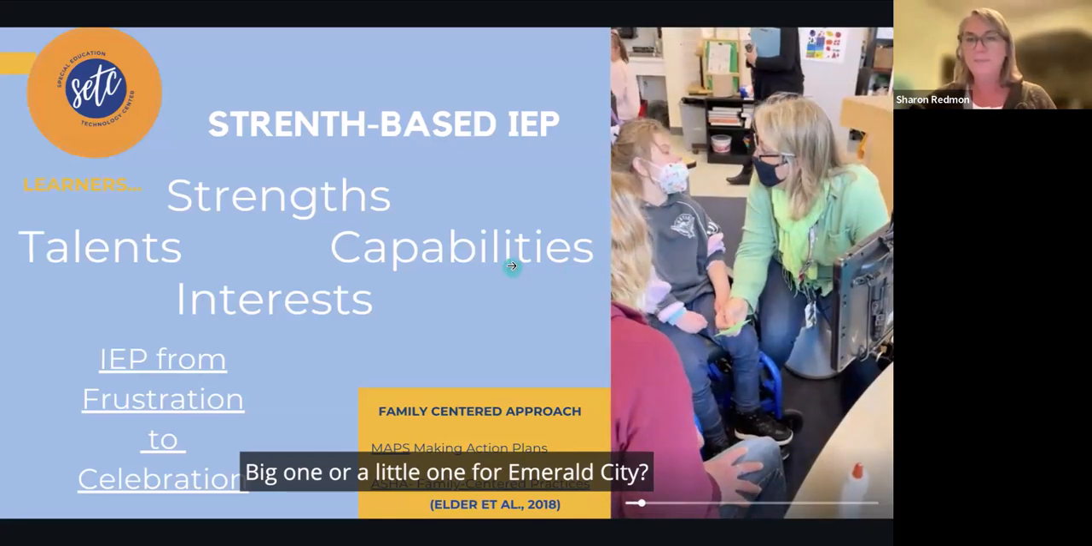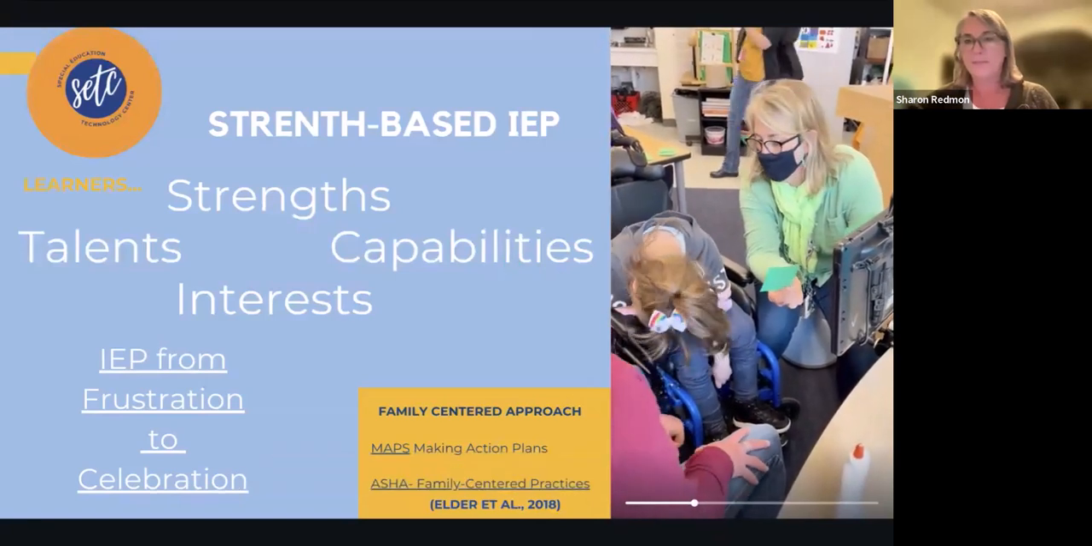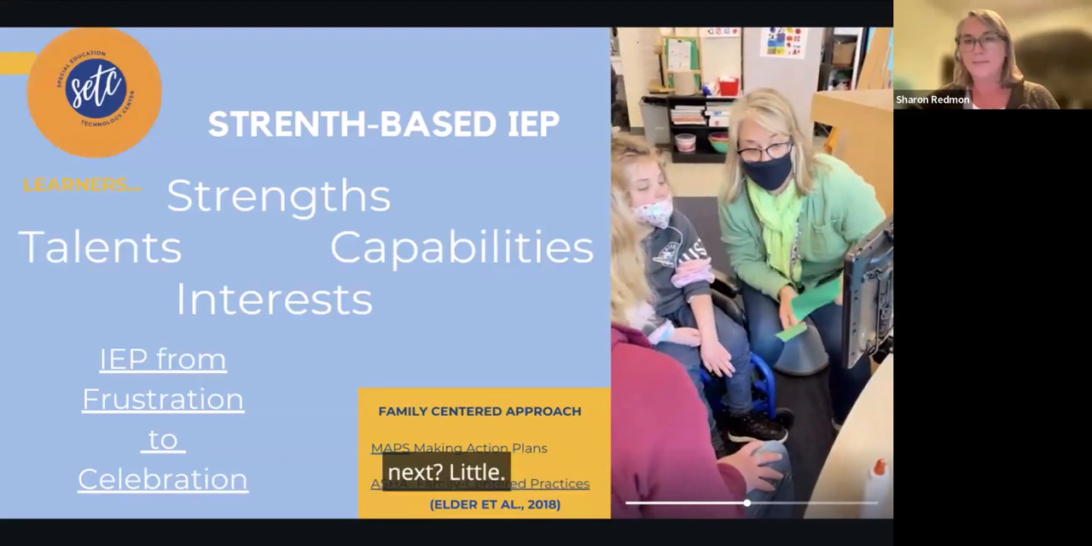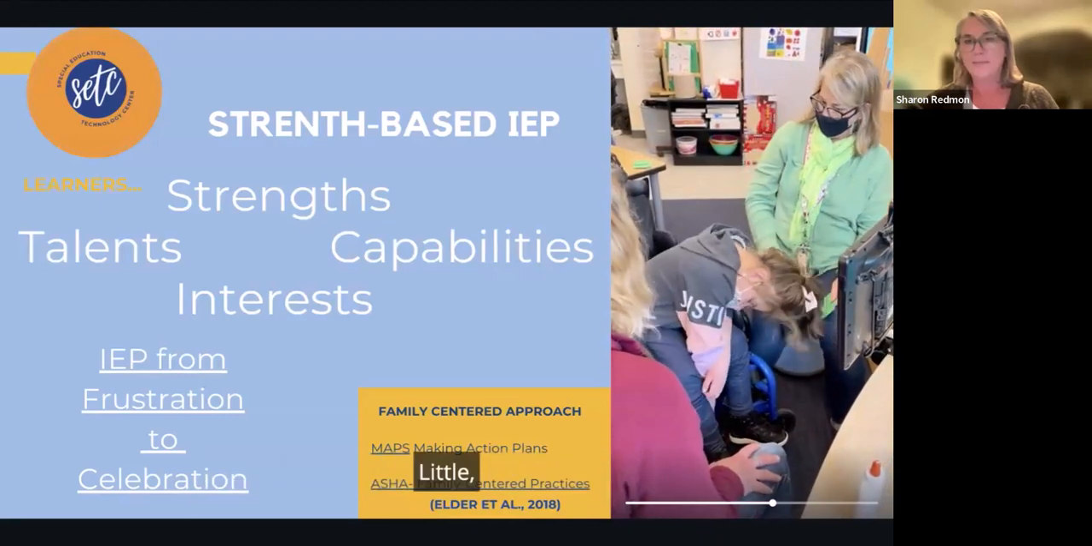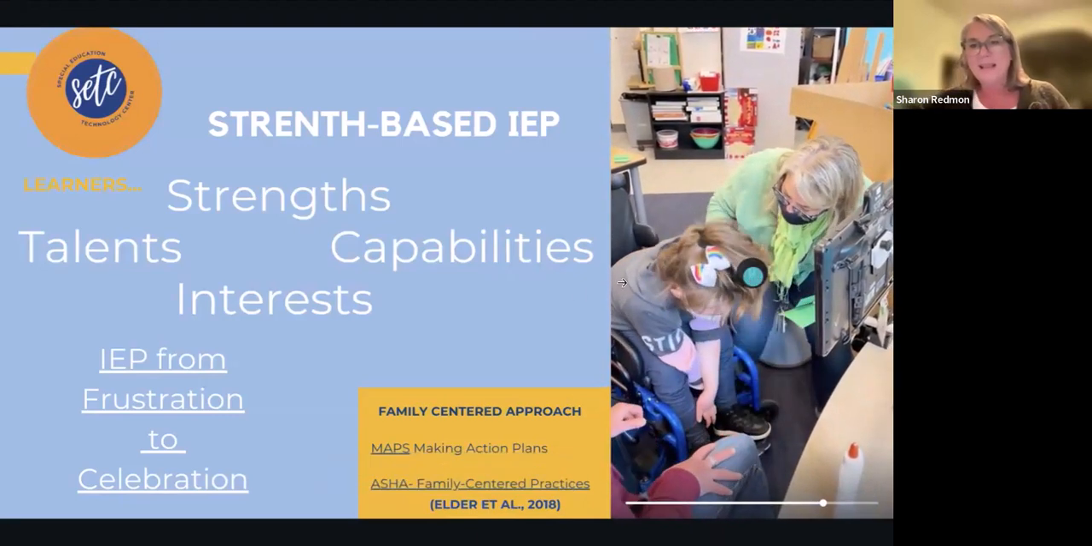Big one or a little one for Emerald City? What square are you going to choose to put on next? Little. Little. That was a great choice.